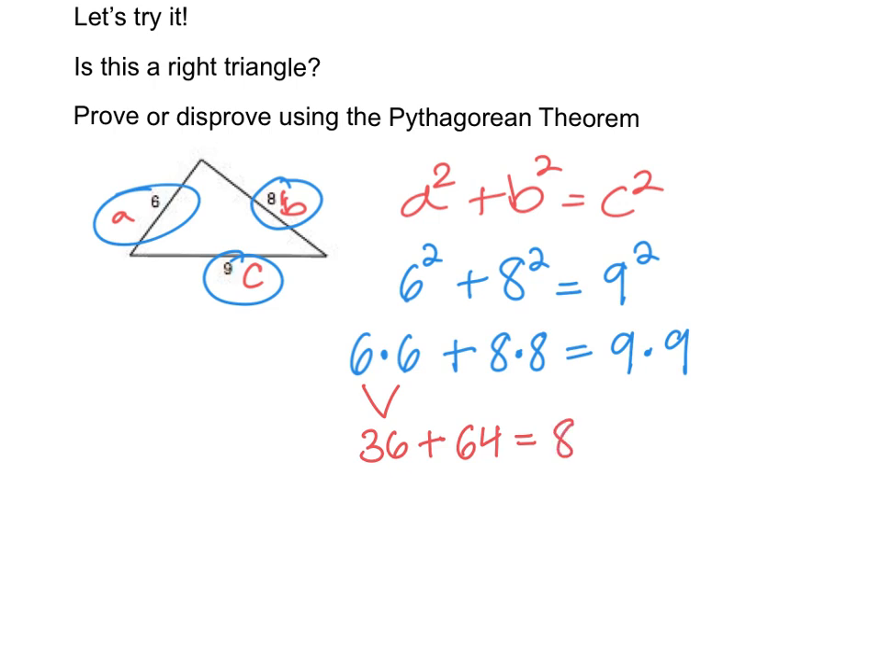9 times 9, which is 81. Now I already can tell, you should already look at this and say, oh, those are not equal. But we're going to go ahead and finish this out. 36 plus 64 is 100. 100 does not equal 81.